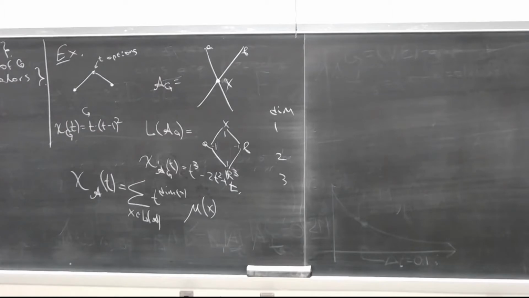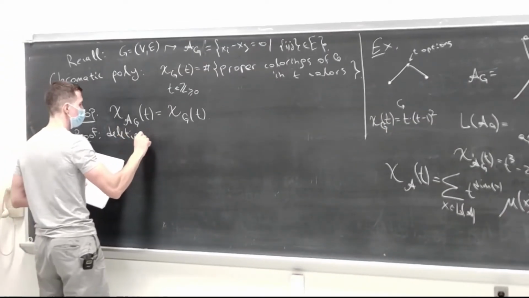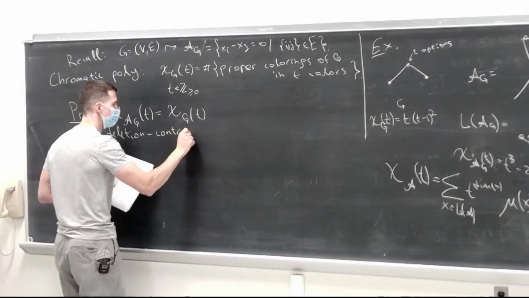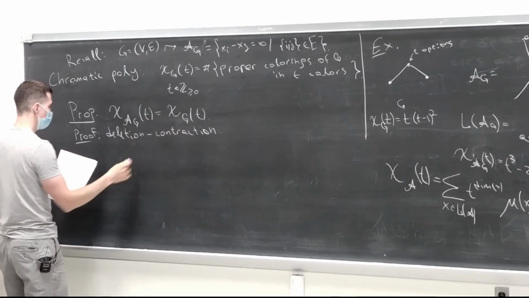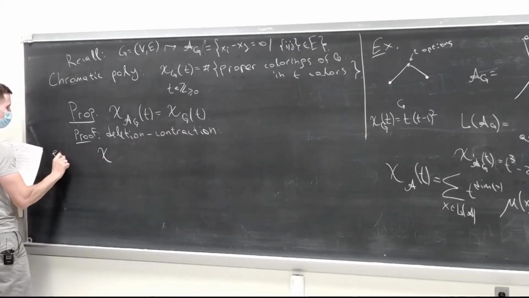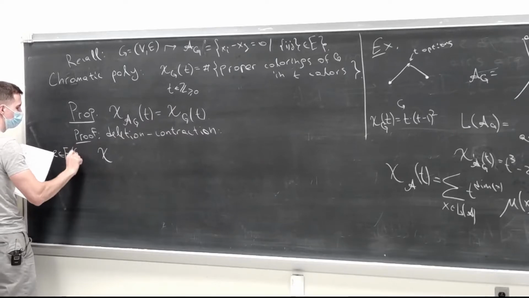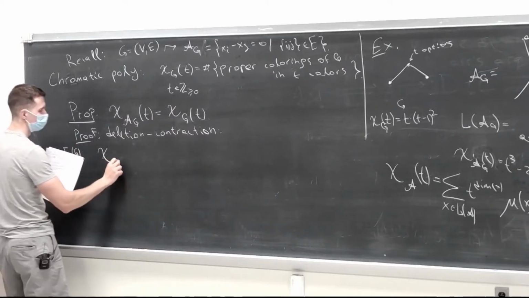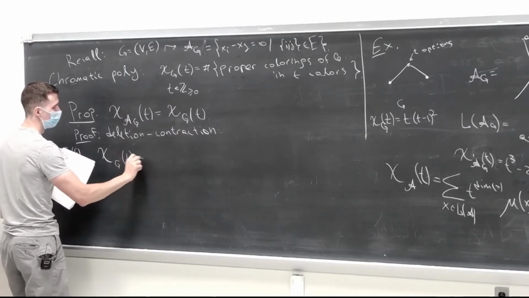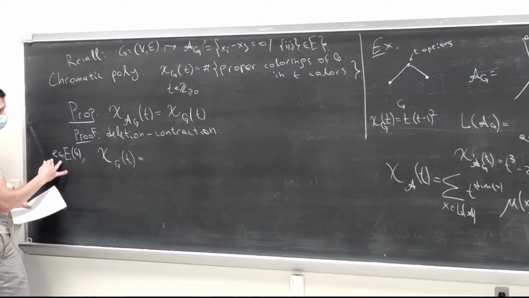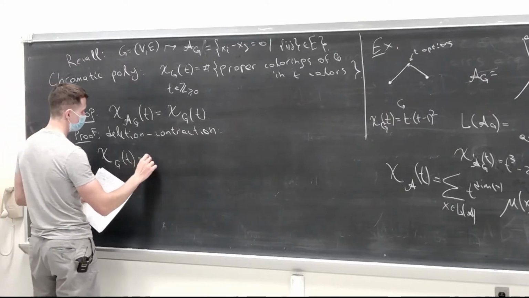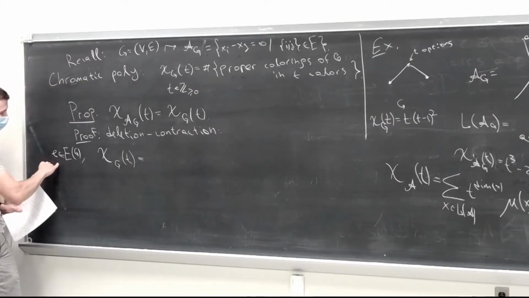Now, the proof is by a deletion-contraction recurrence. So basically, once you have an edge in your graph, if e is an edge of my graph, then for the chromatic polynomial of G you look at the endpoints of the edge and you either color them in different colors or the same color. And if it's the same color, you're not allowed to do that.